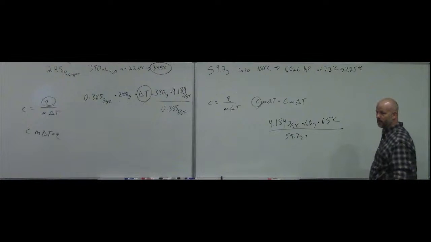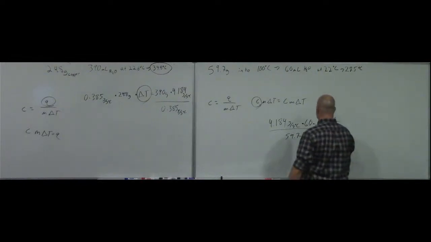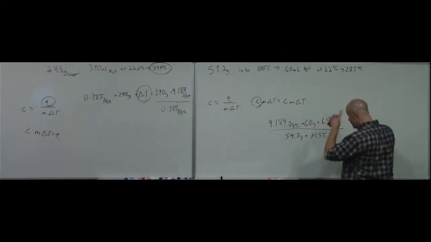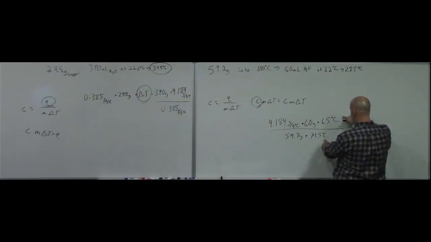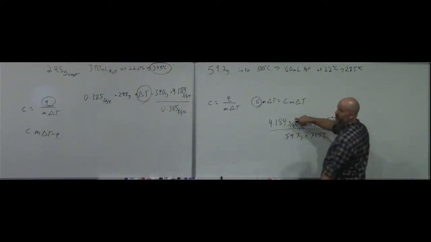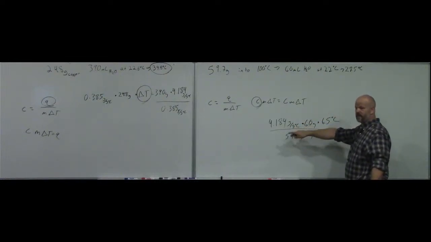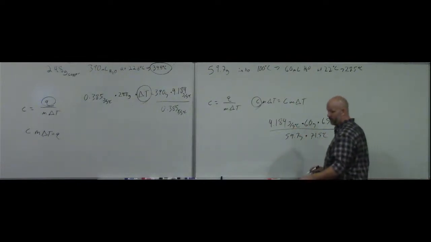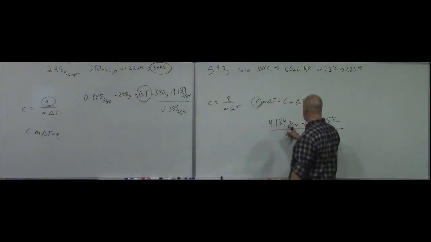Don't trust me, I'm not trustworthy on math. 71.5 degrees centigrade, right? Just checking this hypothetically, these would cancel. These would cancel. Would leave me with the units for specific heat. Algebraically, this looks great, right? Of course, I know that this is specific heat of water.